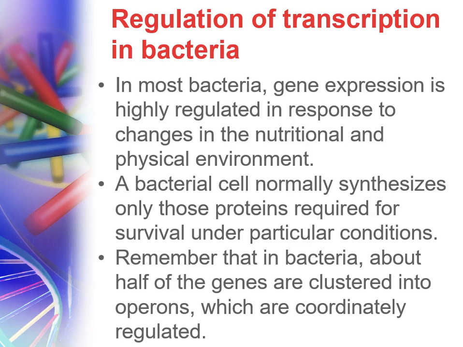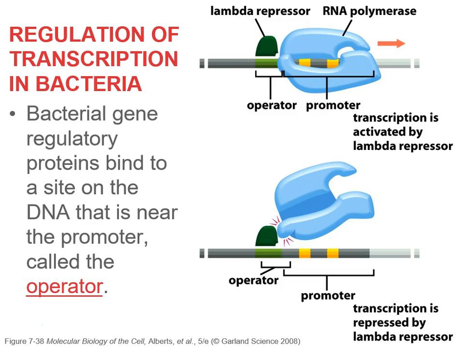So the bacterial cells are very good at adapting to their particular conditions and turning on and turning off a whole series of genes. Remember, about half of the genes that bacteria express are clustered into operons, which are coordinately regulated. So we're going to go over some examples of that today.